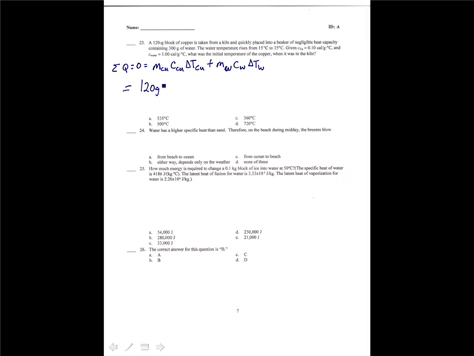So 120 grams, that's the mass of the copper. 0.1 is the specific heat in calories per gram degree Celsius. Notice that specific heats are given in grams, so I don't need to change the masses. And then the change in temperature: the final temperature of the copper is 35 degrees Celsius, minus the initial temperature of the copper, which is what I want to know, plus the mass of the water, which is 300, times 1, which is the specific heat, times 35 minus 15. That's the final and initial temperature. This is all equal to 0.